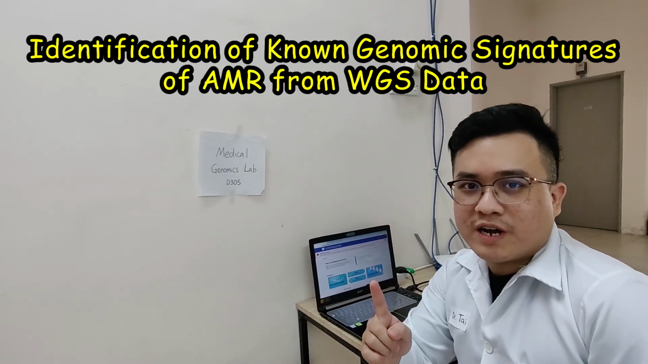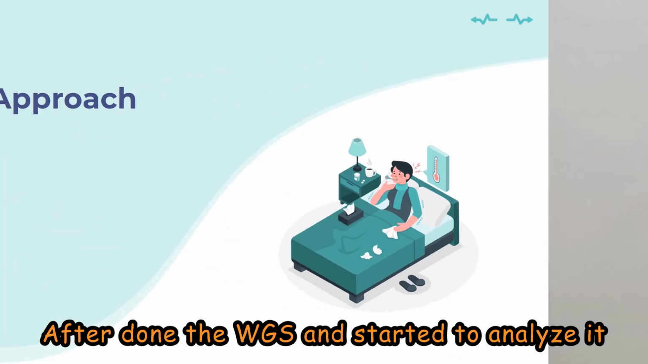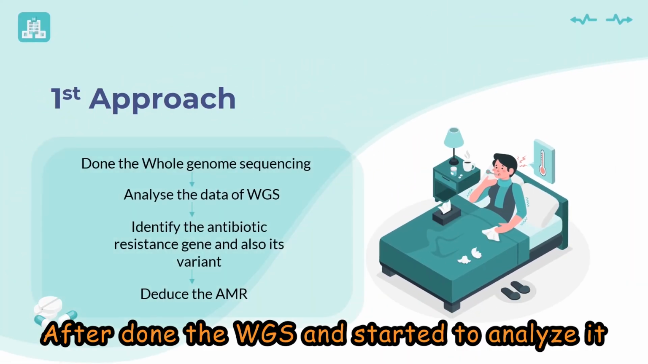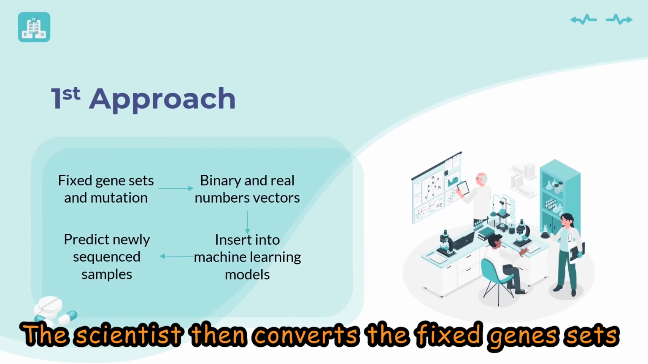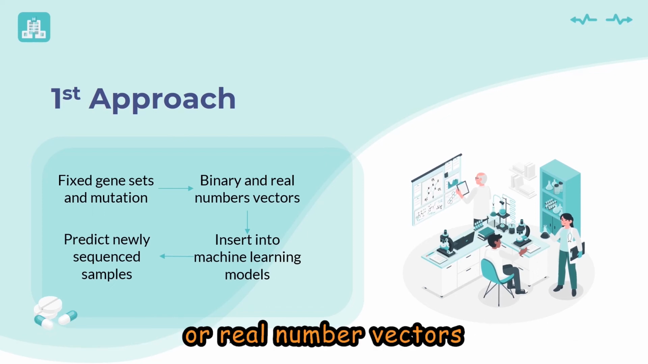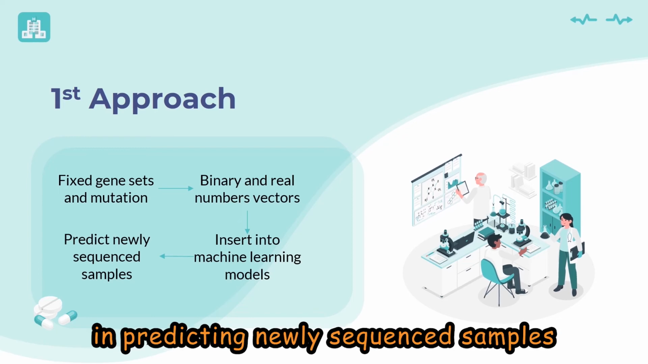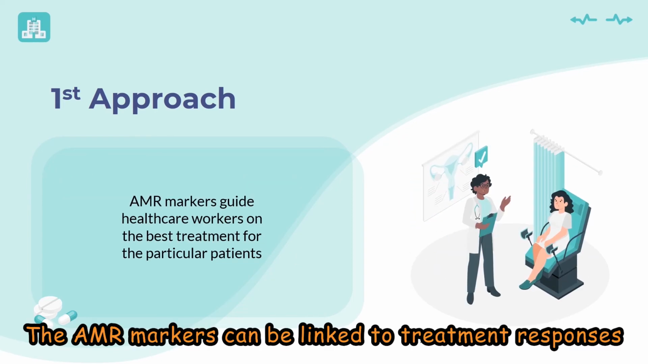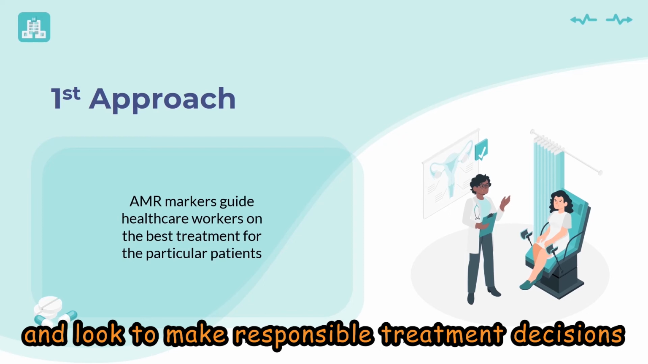Okay, the first approach is through the identification of the genomic signature of AMR from the WGS data. After whole genome sequencing is done and analysis started, antimicrobial resistance can be inferred by identifying the presence of known antibiotic resistant genes or their variants. The scientists then convert the fixed gene set and their mutations into corresponding binary or real number vectors, and subsequently use them for training machine learning models in predicting newly sequenced samples. The AMR markers can be linked to treatment responses, guiding healthcare workers as they review the patient diagnostic test results and look to make responsible treatment decisions.